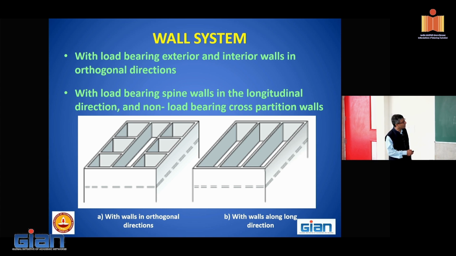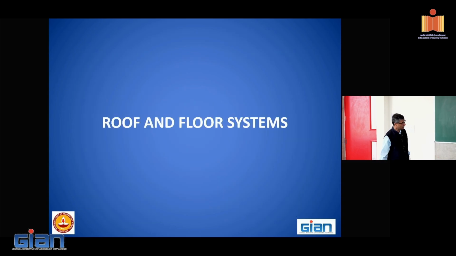This wall system consists of load bearing exterior or interior walls. There can be load bearing spine walls in the longitudinal direction and non-load bearing cross partition walls. That means this is one particular scheme which is possible. Now coming to the roof and floor systems.